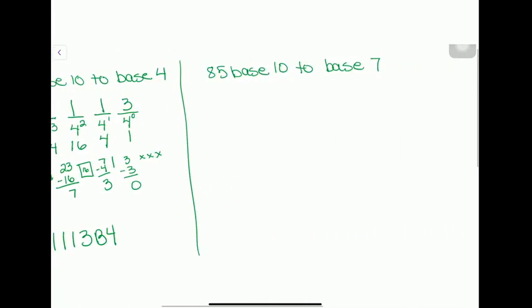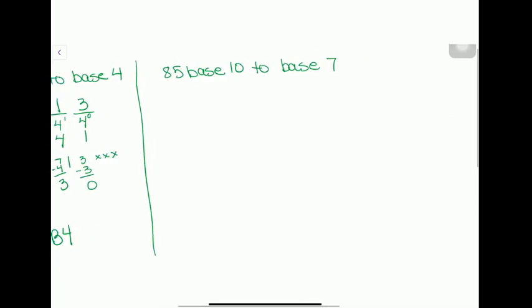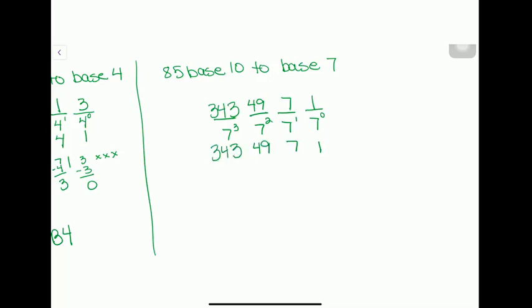Let's do one more. 85 base 10 to base 7. So this time we're going to write our place values out for 7. So 7 to the 0 is 1. 7 to the first power is 7. 7 to the second power is 49. 7 to the third power is 343. I wrote those above instead of below. I'm going to correct that. So there's our place values.